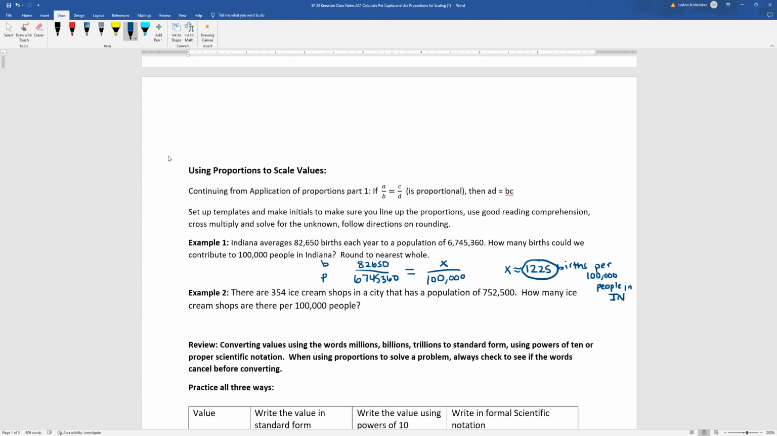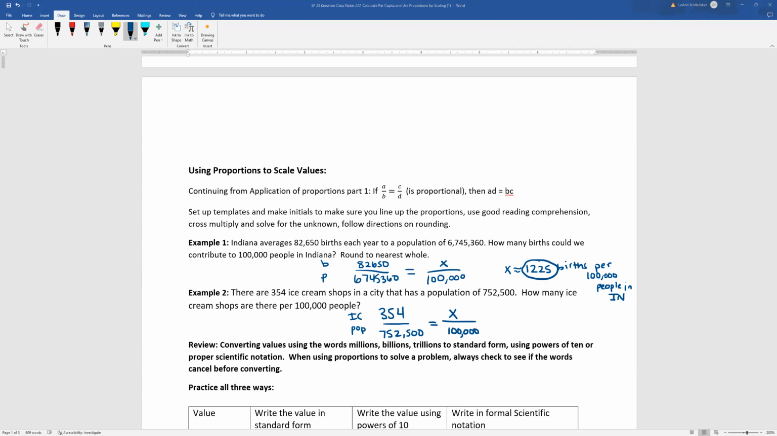Okay. There are 354 ice cream shops in a city that has a population of 752,500. How many ice cream shops should there be just if we narrowed that down to 100,000 people? So again, scaling. So 354, we're going to do ice cream on top, population on bottom, over 752,500 equals how many people over 100,000?